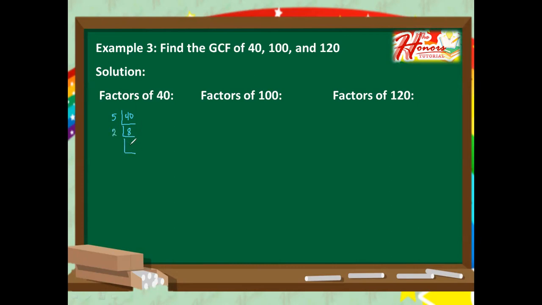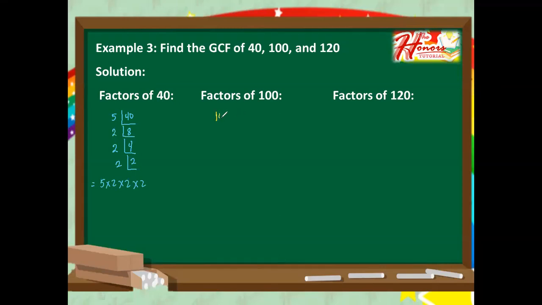8 divided by 2, that's 4. Prime number that can divide 4 is 2. 4 divided by 2 is 2. Prime number that can divide 2 is 2. So therefore, we have here 5 times 2 times 2 times 2. Let's have another for 100.